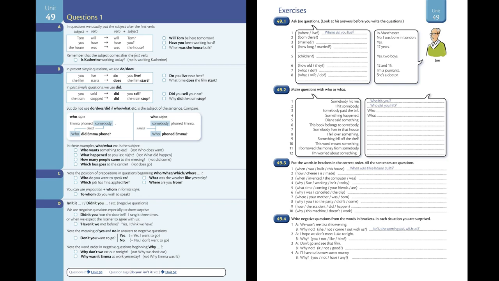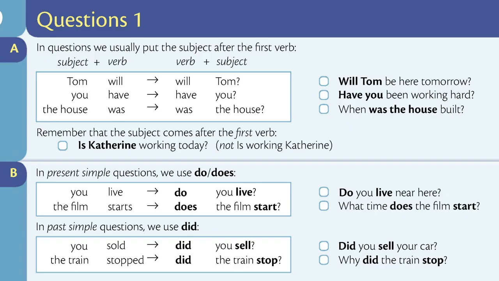Unit 49, Questions 1. Section A. In questions, we usually put the subject after the first verb. Will Tom be here tomorrow? Have you been working hard? When was the house built? Remember that the subject comes after the first verb. Is Catherine working today?